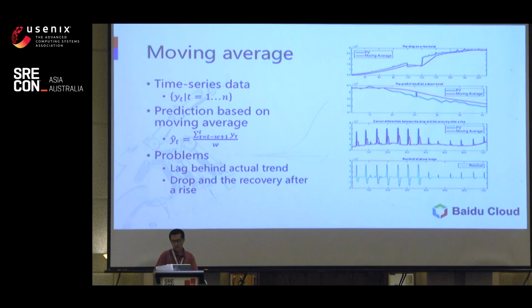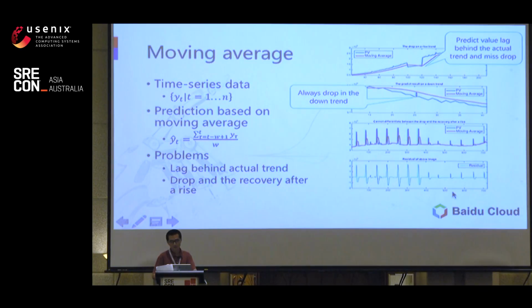Moving average is widely used in many fields, but the figures on the right side show some examples. In the top 3 figures, the blue curves are the actual PV number, and the orange curves are the predicted PV number. In the first figure, there is a drop in the PV number, but the predicted number lags behind the trend and missed the drop. The second figure shows a downtrend.